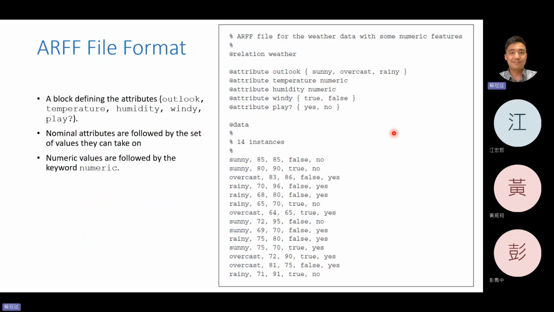So here Weka shows how to define a data set for a data mining tool like Weka. First there is the block that defines the attributes, and their data types. The first attribute is called outlook, and there are three possible values: sunny, overcast, rainy. And then the data set: each line will be one instance. There are 14 instances, which include the weather condition, the humidity, windy, all the data.